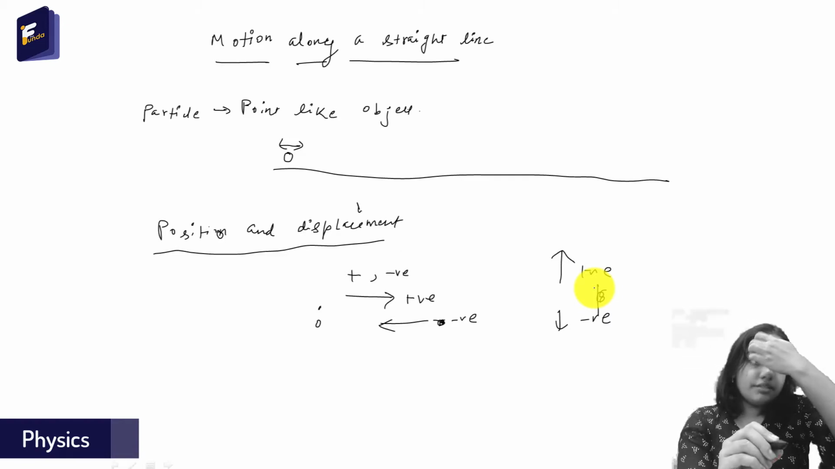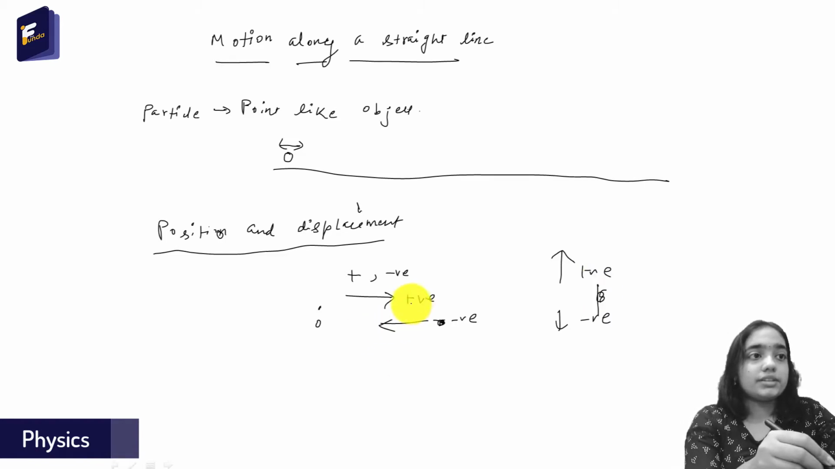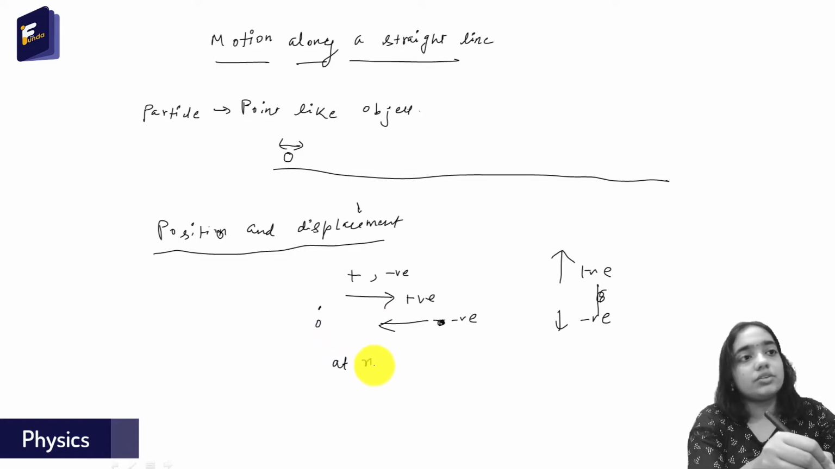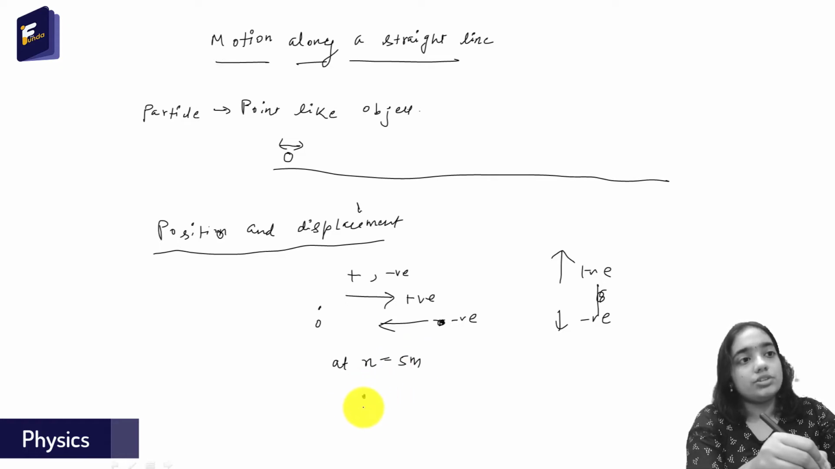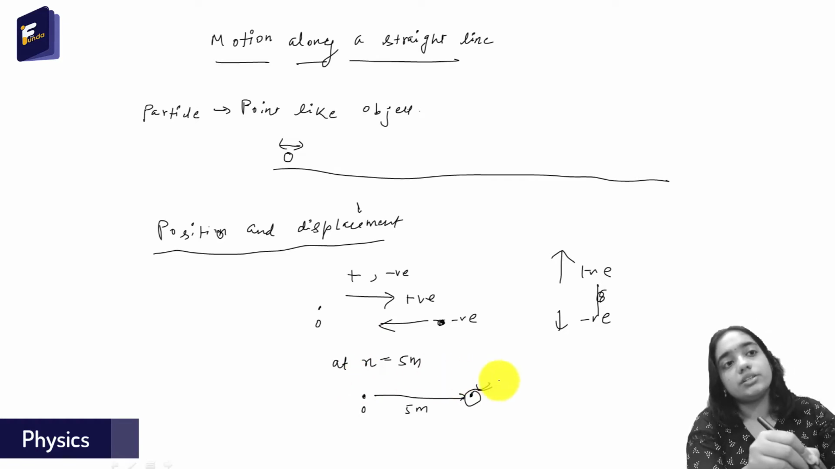So if we say that a particle is located at x equal to 5 meters, what is the meaning of this? We will define an origin, this origin, and we will assume that the particle is located at this point. Okay, this distance is 5 meters, and the particle is located here. And as it is positive, it is located in this direction.